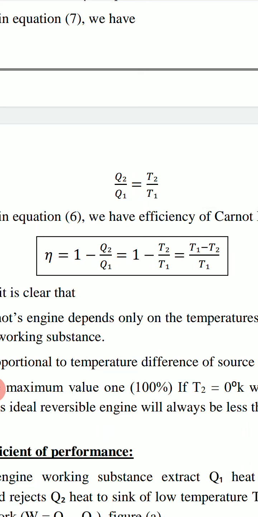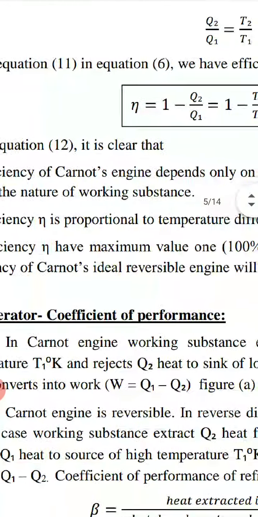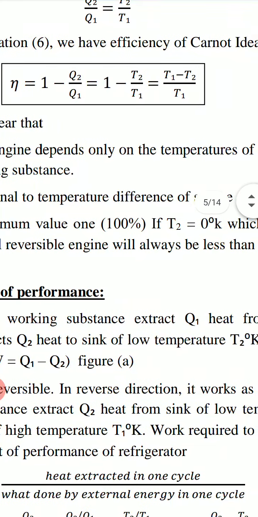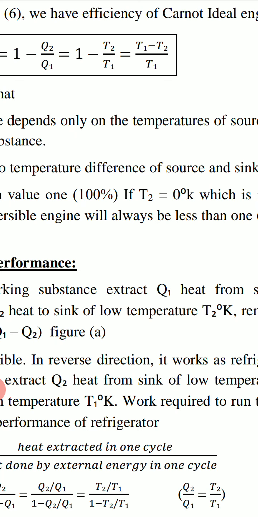T1 is the temperature of the heat source and T2 is the temperature of the sink. So the efficiency of the Carnot engine depends only on the temperature of the source and the temperature of the sink, T1 and T2, and it does not depend on the nature of the working substance. Efficiency eta is proportional to the temperature difference of source and sink. Efficiency is proportional to T1 minus T2. If T1 minus T2 is large, efficiency is large.